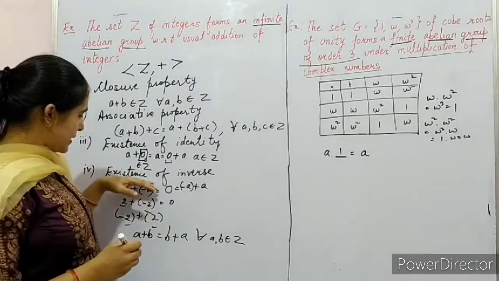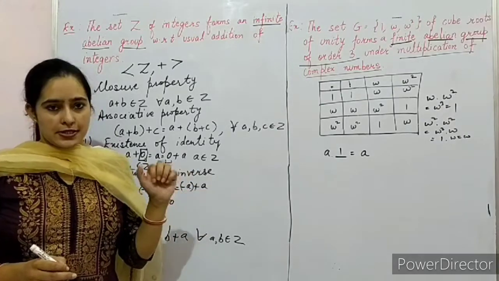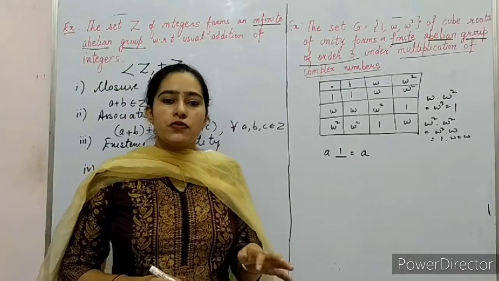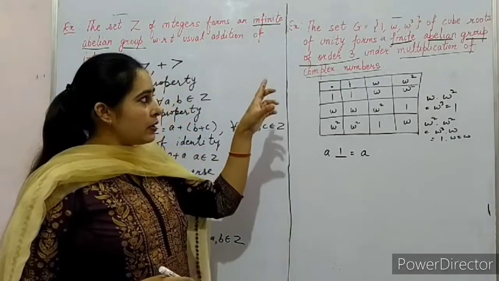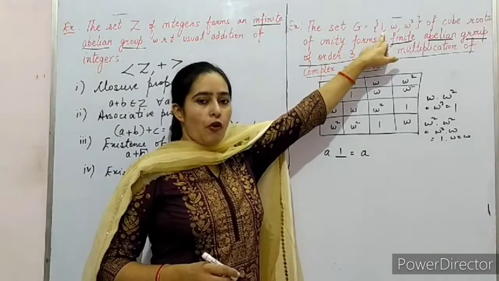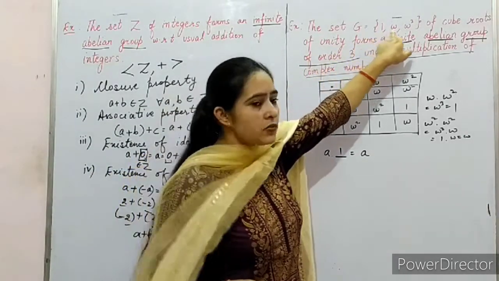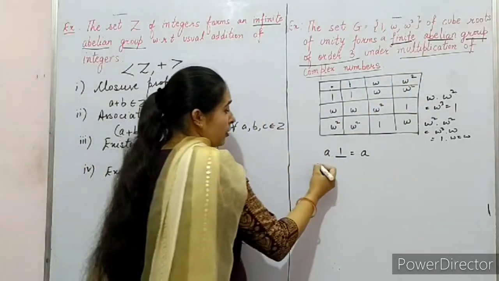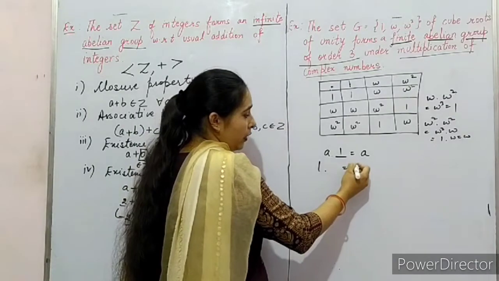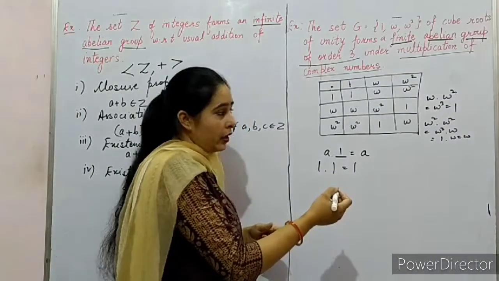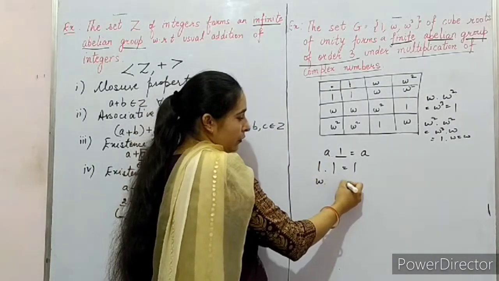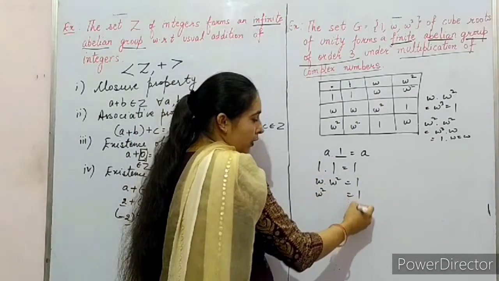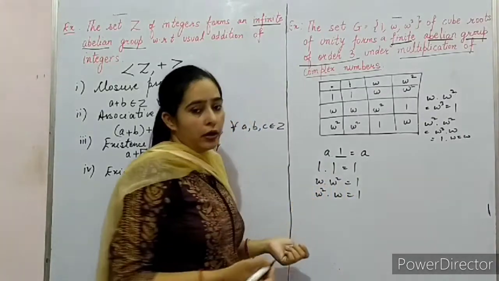Now the fourth property is left, existence of inverse. We have to check whether all these elements are invertible or not, whether the inverse of 1, the inverse of omega, and the inverse of omega square exist or not. Now simply, what should be multiplied with 1 to get 1? We should multiply 1 with 1 to get 1. Now what should be multiplied with omega to get 1? It should be multiplied with omega square. What should be multiplied with omega square to get 1? We should multiply it with omega, right?